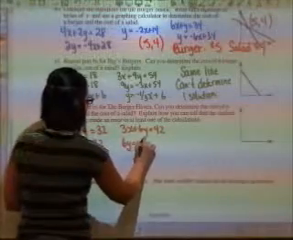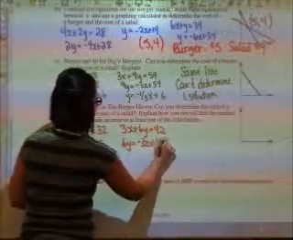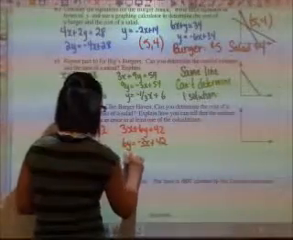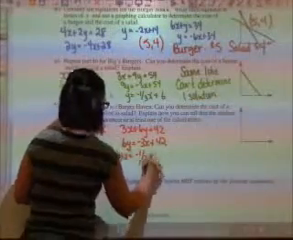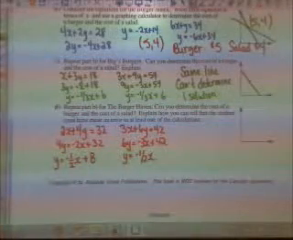Move the 3x over. And then divide by 6. So negative 3 divided by 6. Negative 1/2. And 42 divided by 6. 7.